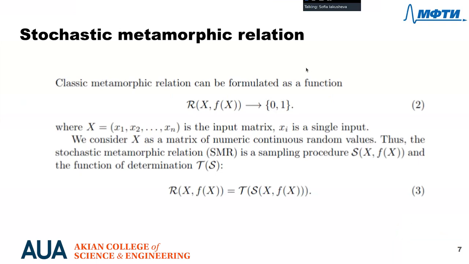So what is that? Classic metamorphic relation is just a deterministic function from many inputs to the set of 0 and 1. So we consider this function as a composition of sampling procedure and the function of determination. The sampling procedure is stochastic, and the function of determination is something like statistic criteria, maybe. In this case, we will have much more information about our system than if we use only classic metamorphic relation.